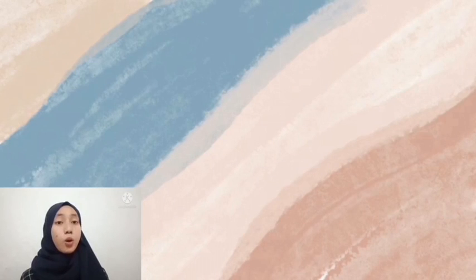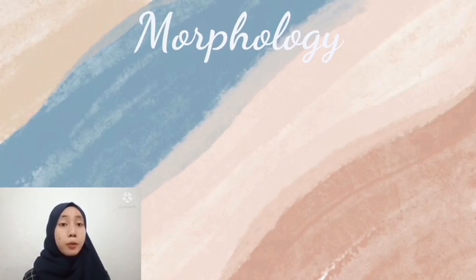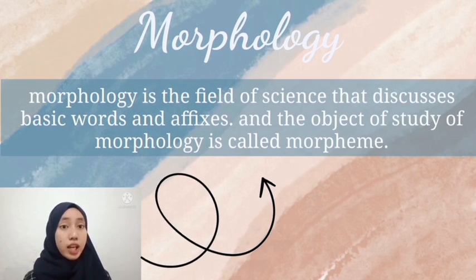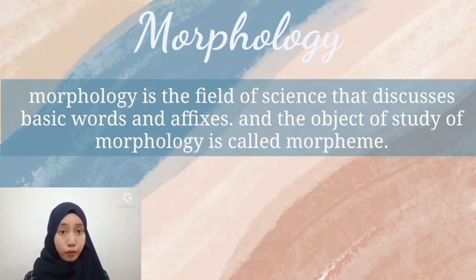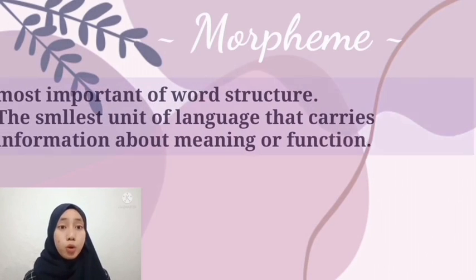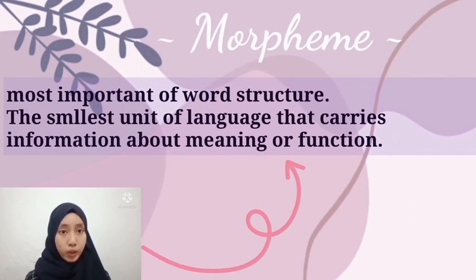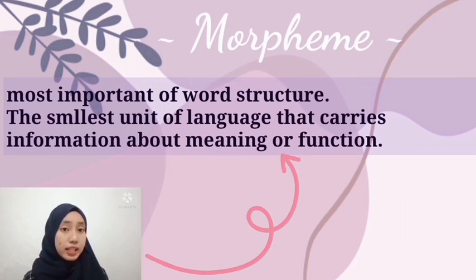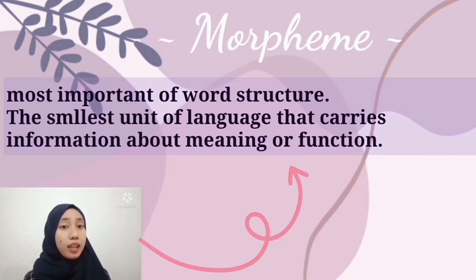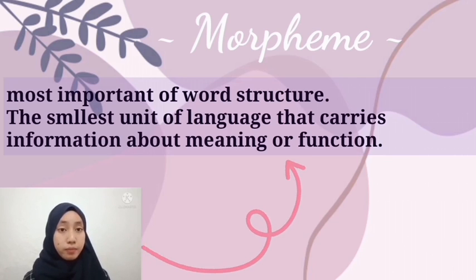What is morphology? Morphology is the field of science that discusses basic words and affixes. And the object of morphology is the morpheme. What is a morpheme? A morpheme is the most important part of basic words, and it is the smallest unit that carries information about the language and the function.